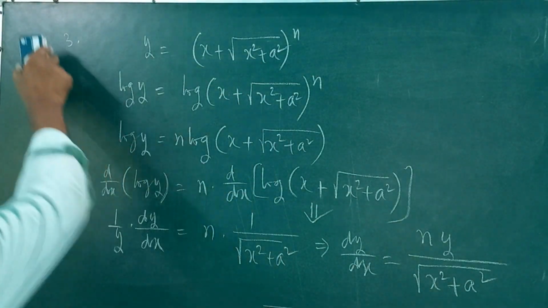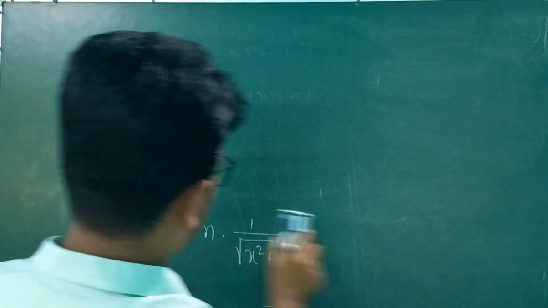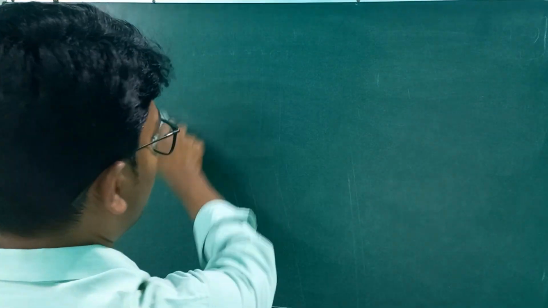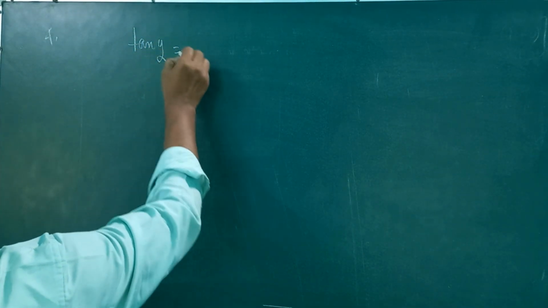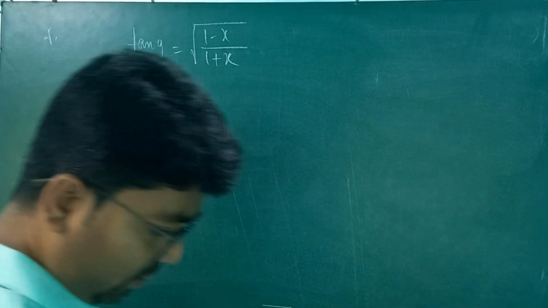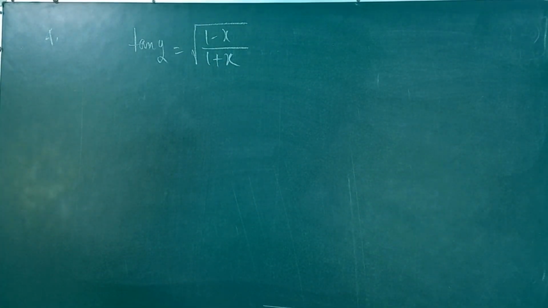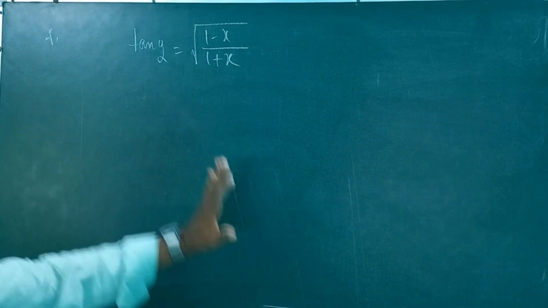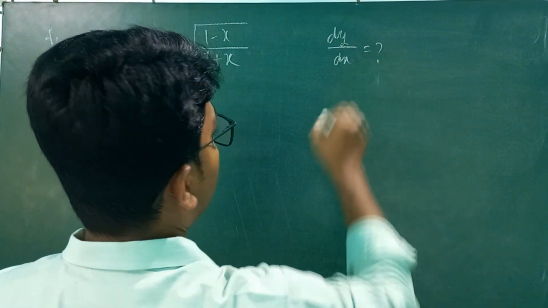Now for the next problem, number 4. Number 4 is tan y equal to root over of 1 minus x by 1 plus x. Now how can we calculate its derivative? That is, we have to calculate dy by dx.